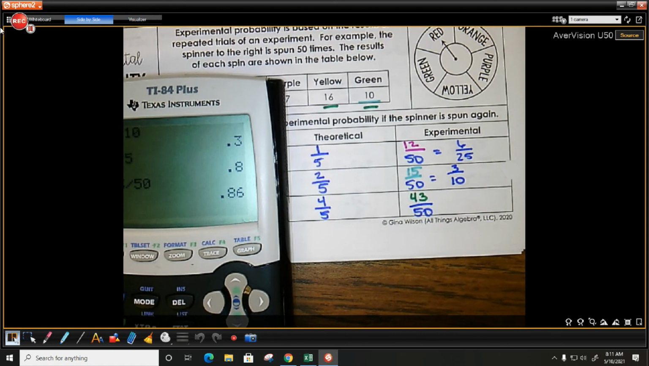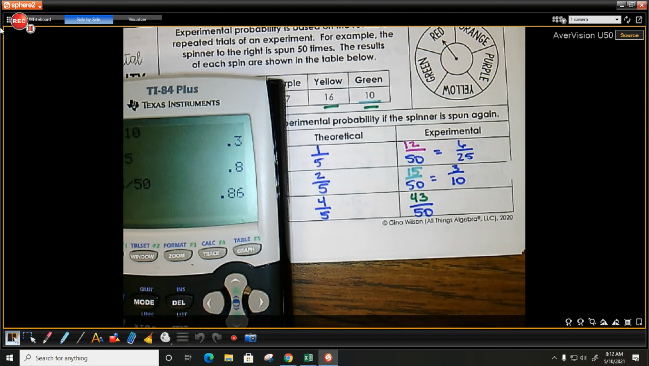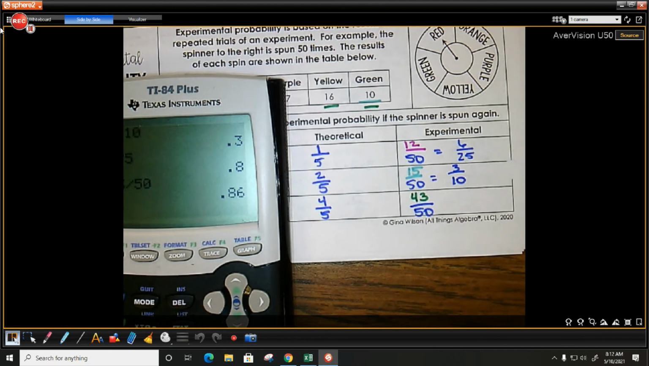Now, if they did this 500 times instead of just 50 times, do you think that the experimental probability would get closer or further from the theoretical? Closer. The more times you do the experimental, the closer it's going to get to your theoretical probability. Okay? We good? Okay, so that's the end of our first day. Perfect.